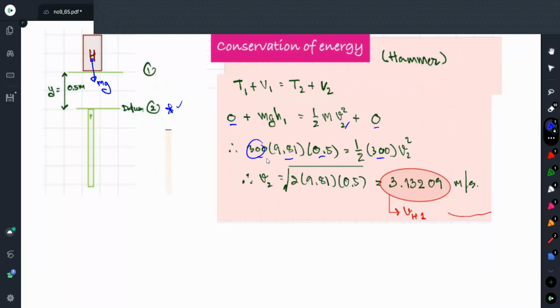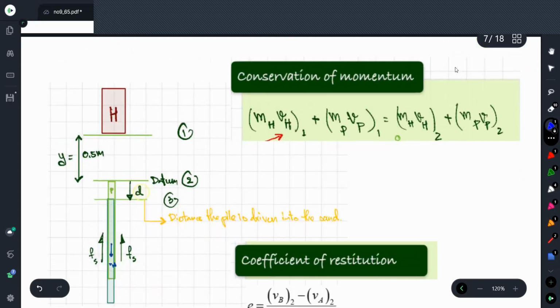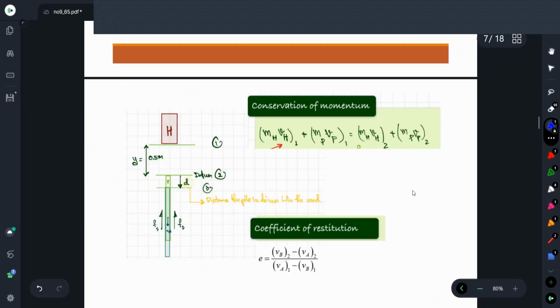Okay, and after we solve this equation, we obtain the velocity of the hammer at the final position, which is 3.13 meters per second. So after that, we move to the impact. For the impact, we know that now we know the velocity of the hammer.